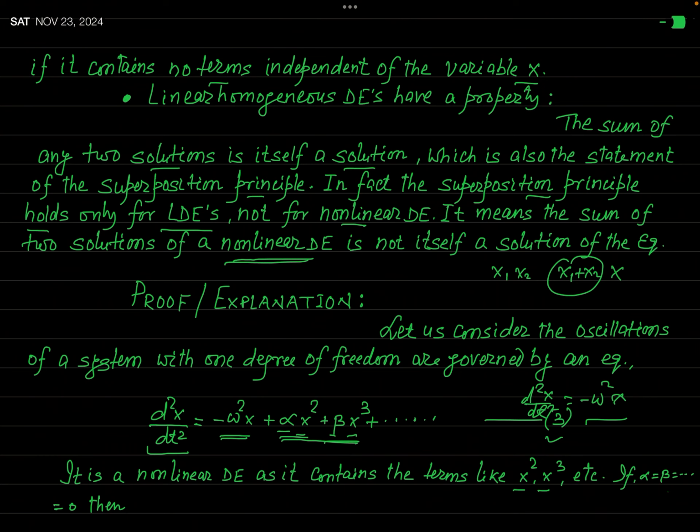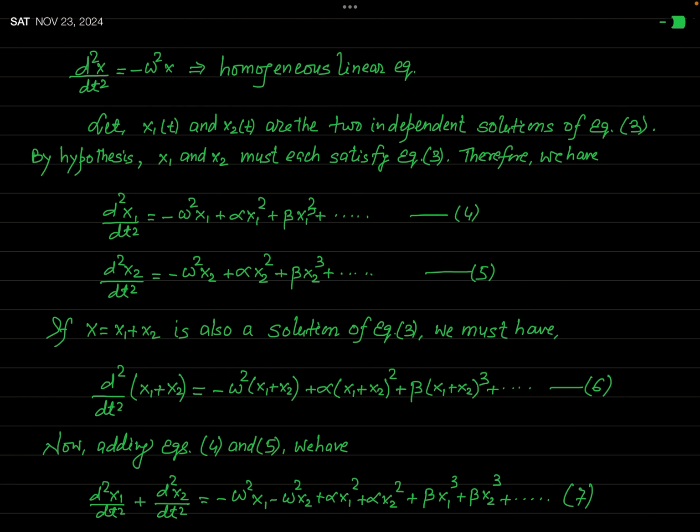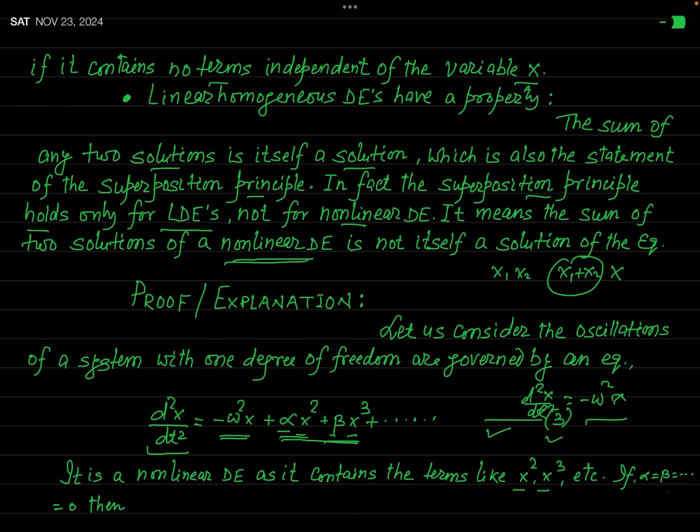Actually, the solution of this equation 3 is not very easy. You can't solve this equation in an easy manner. Actually, we do not need to solve it either. So, let us suppose that we have somehow solved it. And when you solve it, let us consider that x1 of t and x2 of t are the two independent solutions of this equation defined in 3.